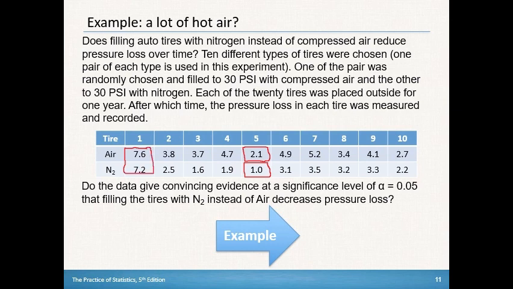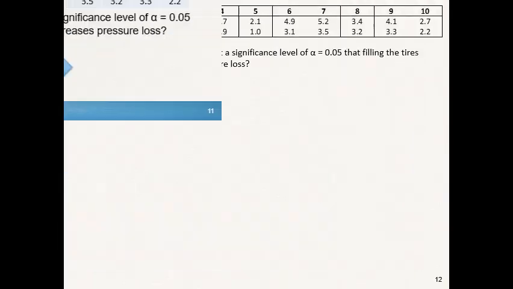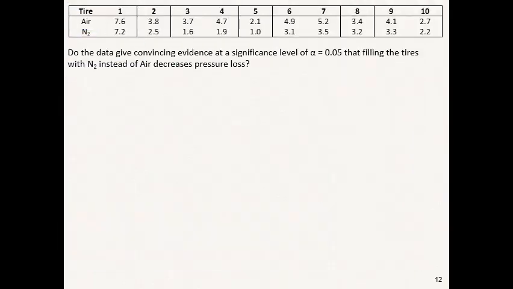Okay. All right. So what we want to do is decide whether the data gives convincing evidence, at a significance level of 0.05, that filling the tire with nitrogen instead of air decreases pressure loss. All right, so we have this table again. You have this on a separate sheet of paper. I think what we want to do first is come up with our state.